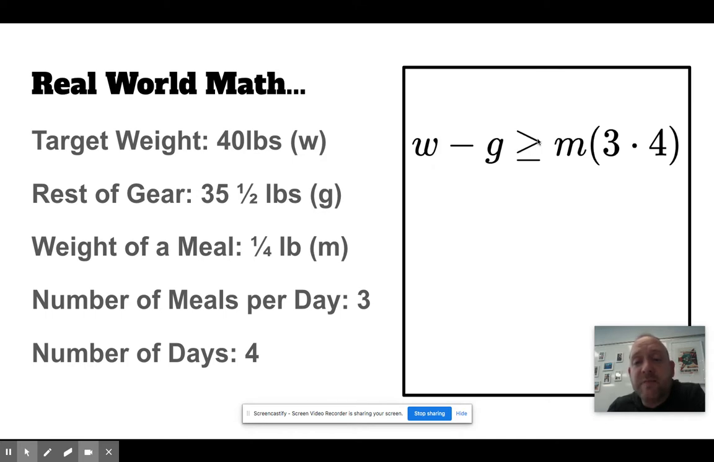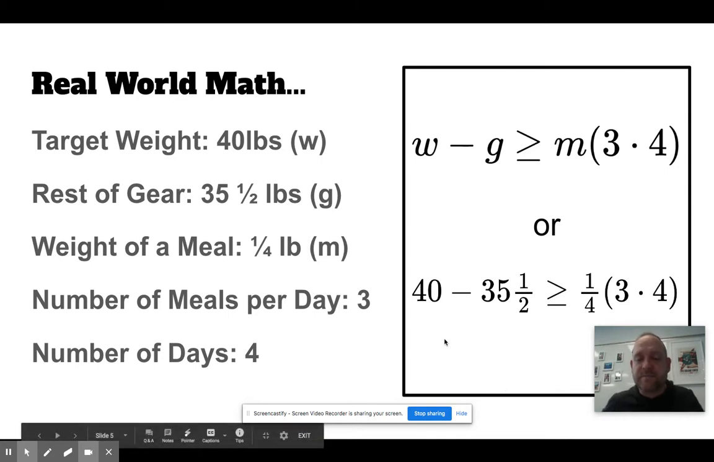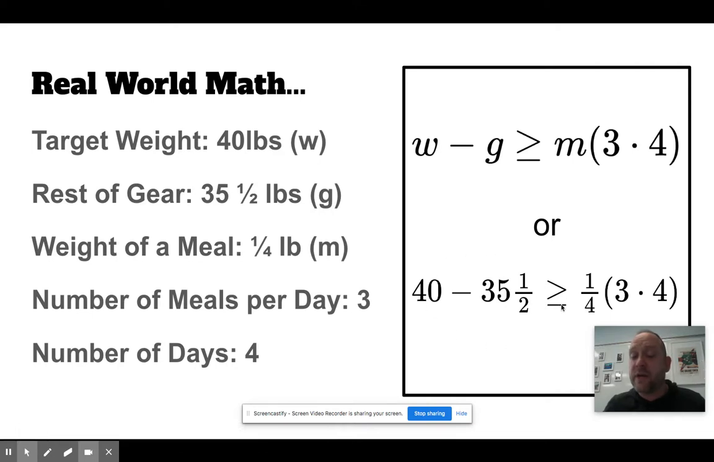I'm going to hope that that's greater than or equal to, that's what this sign means, my weight for my meals times however many meals I need, which will be 3 meals times 4 days. And if I take the variables out and throw numbers in, I'm going to get something that looks like this: 40 minus 35.5, that'll give me the rest of my weight that I have to work with. We'll hope that's greater than or equal to 1/4 times the quantity 3 times 4.